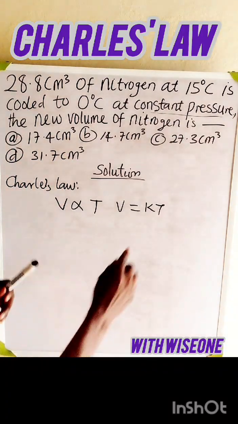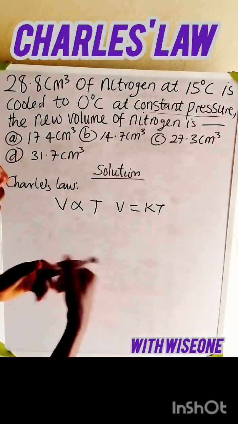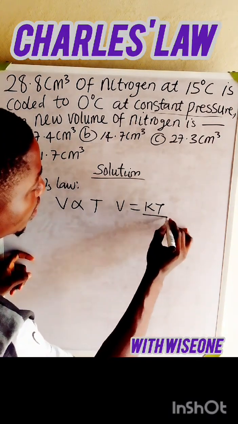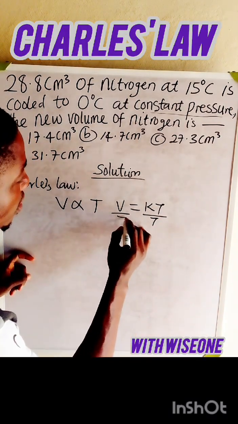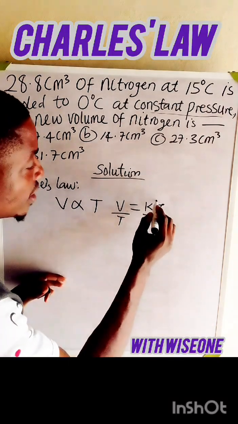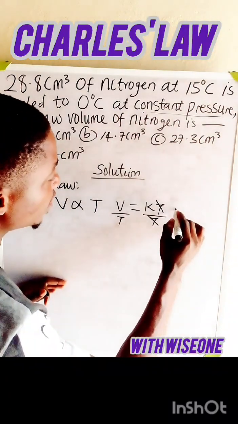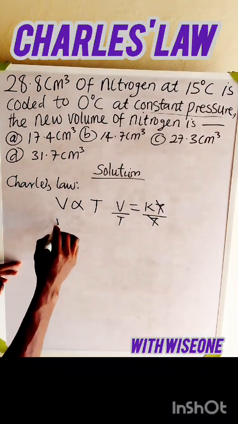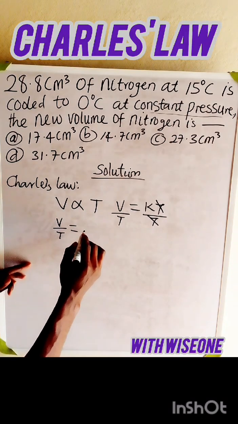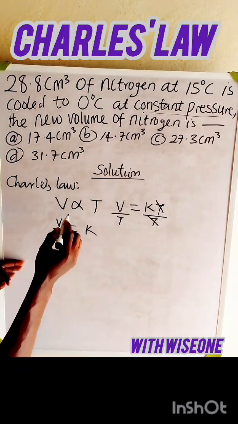Okay, so now let's make this constant the subject of formula. How do we do that? We divide both sides by temperature. As I'm dividing both sides by temperature, we notice that the temperature here will cancel the temperature here. What is now remaining is that V all over T is equal to K. Alright, so this is our Charles' law.